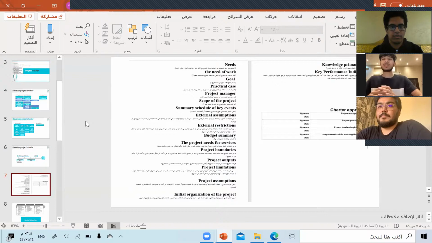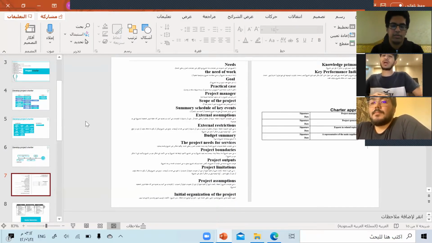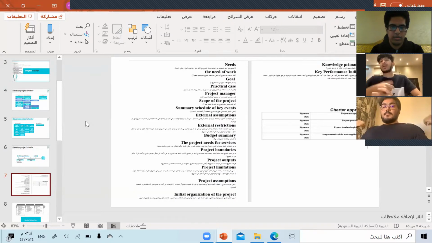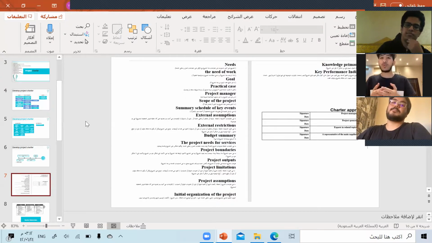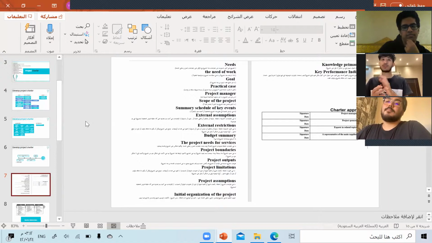But here in the presentation, I will explain in general an example of a project charter, what we do in our project. First, the needs. You must know what you focus on in your project charter. What is your project, and what is the focus of it? And second, the need for the work. Why do you need this project? Why do you do this project? You must know this. It's very important.